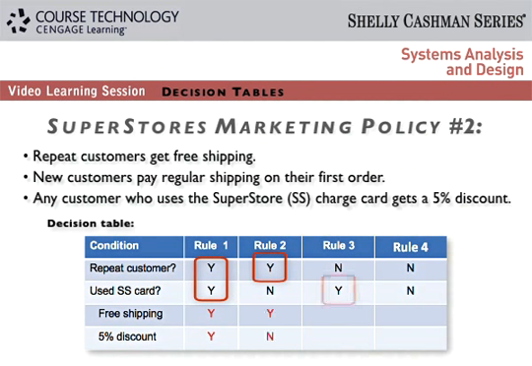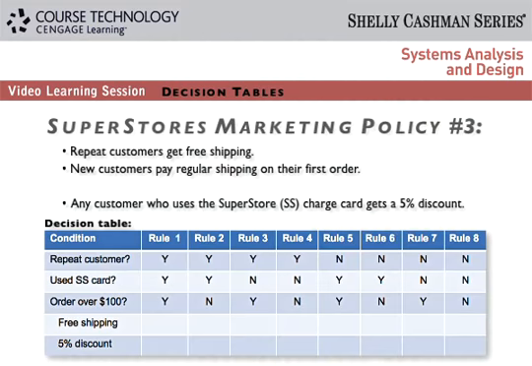In Rule 3, a new customer can't get free shipping but can get the 5% discount by using the card. In Rule 4, a new customer doesn't use the card and gets no incentives. These 4 rules can't be simplified further because each combination of conditions produces a different outcome. A programmer can use this table to develop code.